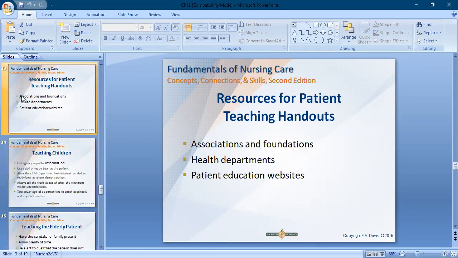And here are some resources for patient teaching handouts. First of all, associations and foundations, the health department, and patient education websites. So some resources here. Suppose a patient is diagnosed with Buerger disease or Huntington chorea, okay, or Alzheimer disease or Parkinson.